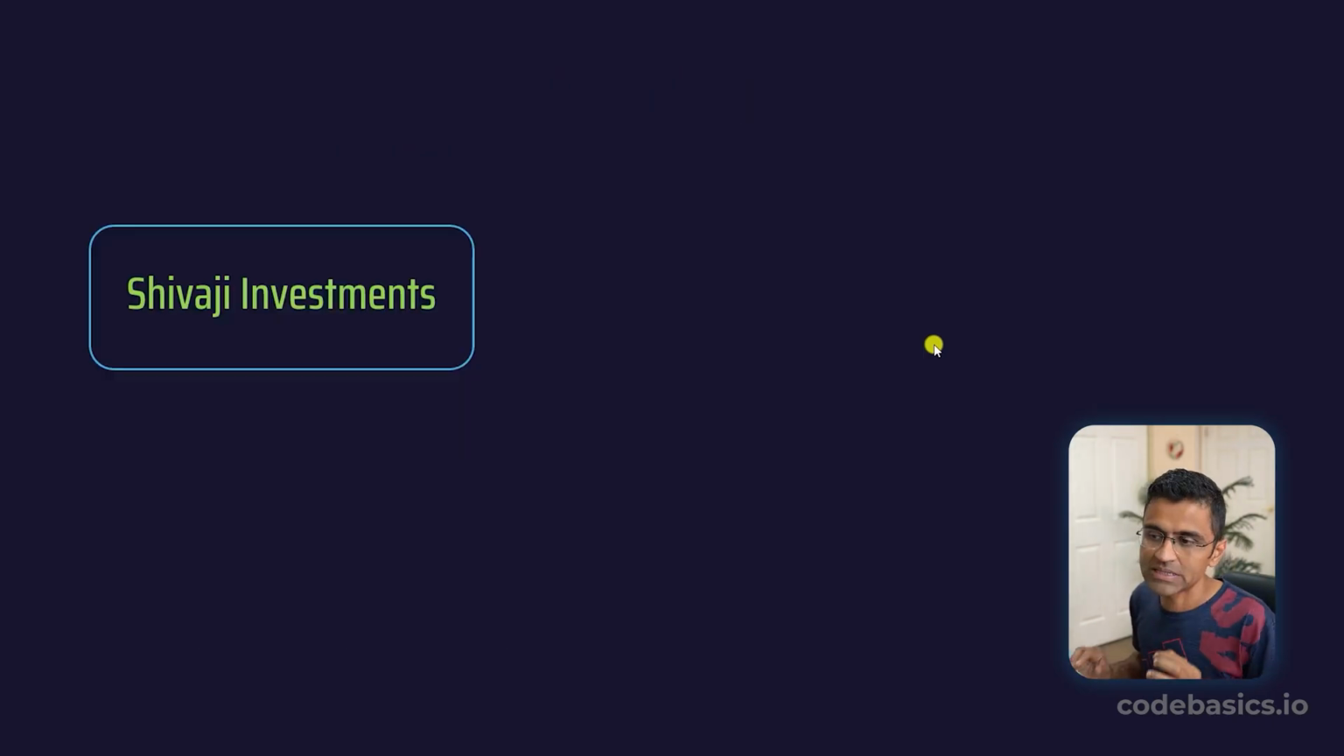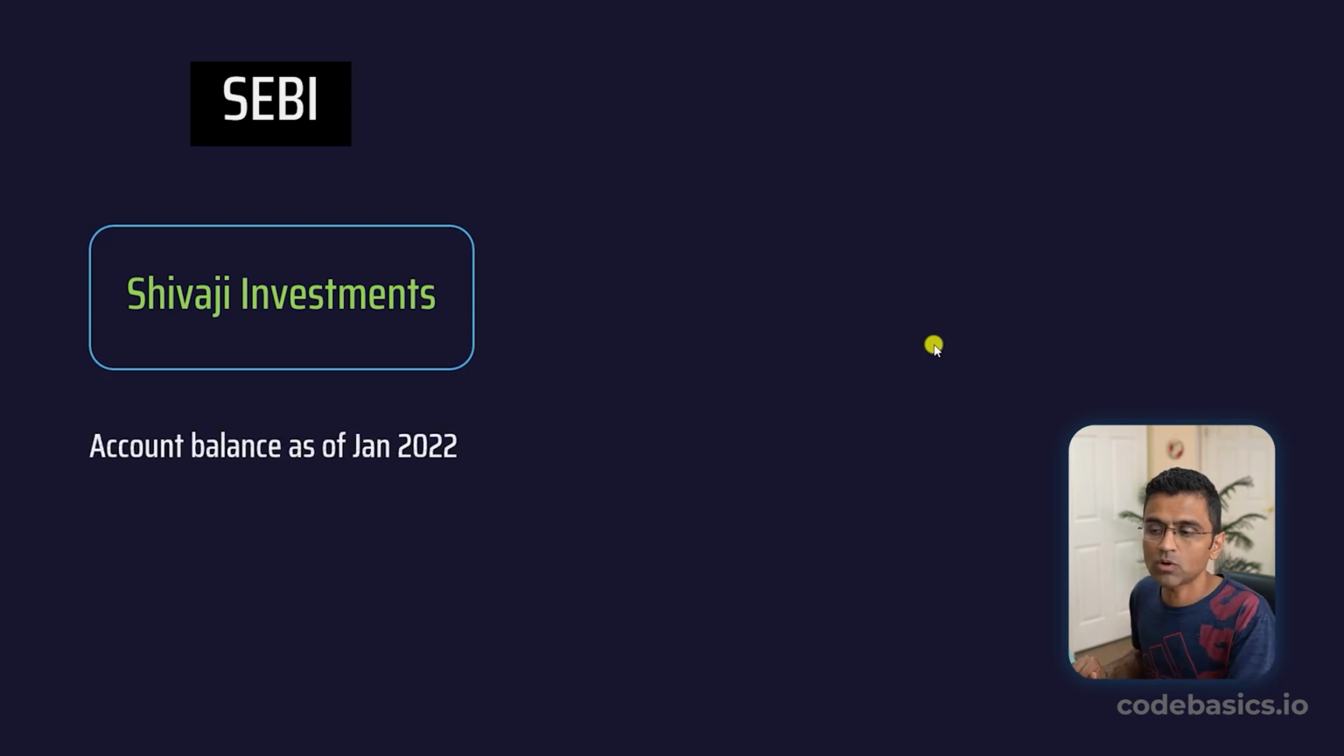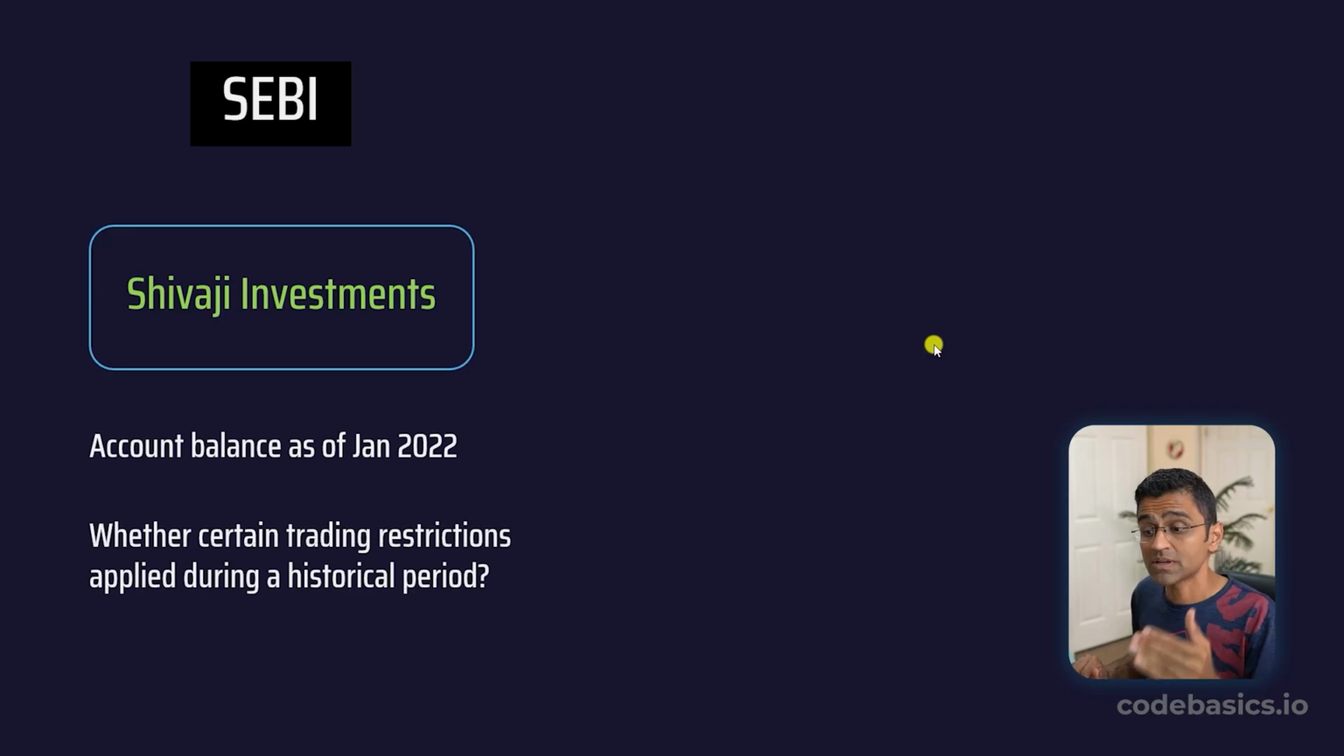Let's say Shivaji Investment is an investment firm. Now a regulatory body such as SEBI in India, in the US it is the SEC, FINRA. There are various government operated regulatory bodies that will monitor your activity. So SEBI can come and say, hey, can you show me the account balance of some customer as of Jan 2022, or whether certain trading restrictions were applied during a historical period. So they can do an audit of the past.